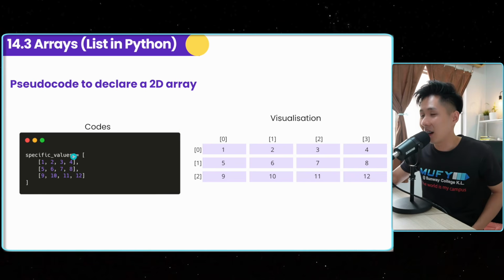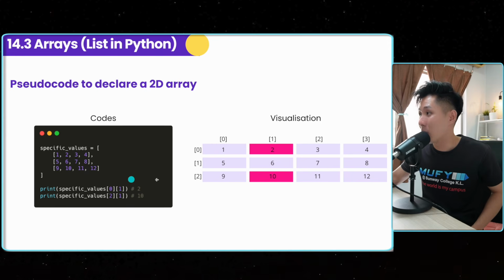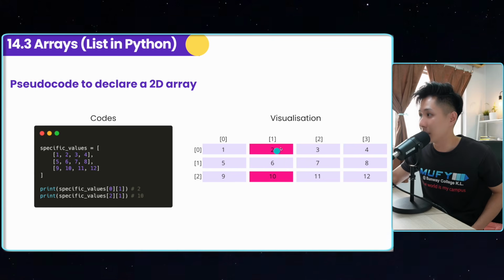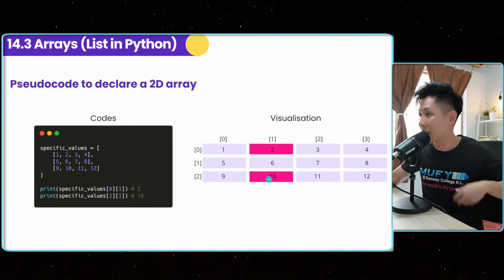So you can see that this is how I put the list inside the list, and this is a visualization of what happened behind the hood. Of course, if you want to access the element, simply refer to the index. So 0, follow the row number, followed by the column number. So 0, 1 will give me 2, and 2, 1 will give me 10.